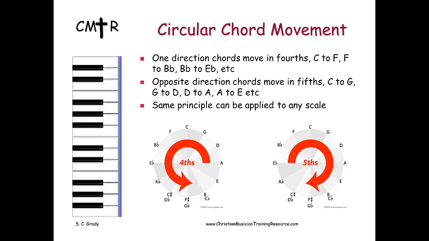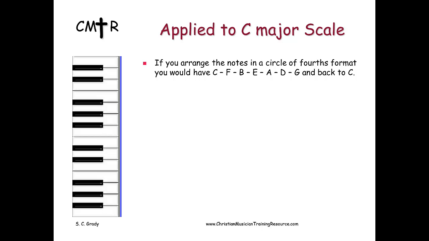Then if you take this principle and apply it to a scale, you come up with some interesting options for adding chords, and that's what we're going to pull from to add chords to our sample song. If you arrange the notes for the key of C major in a circle of fourths format, you would have C, F, B, E, A, D, and G. Those are the notes in the scale, but they're arranged in fourths.